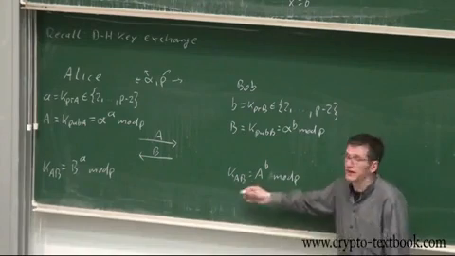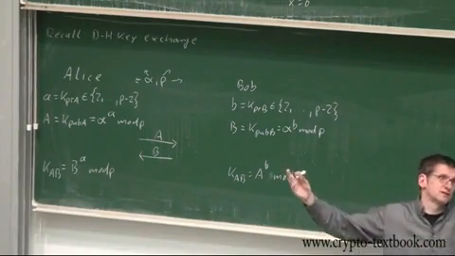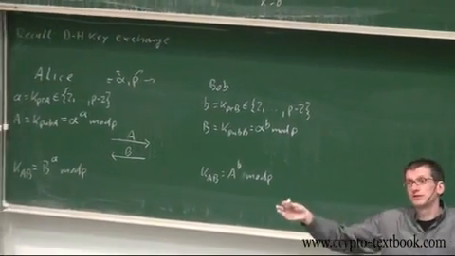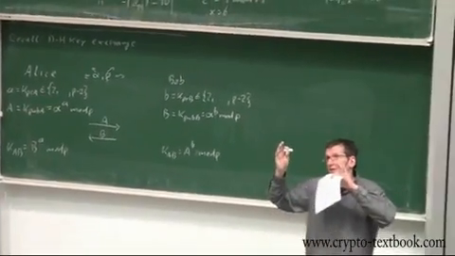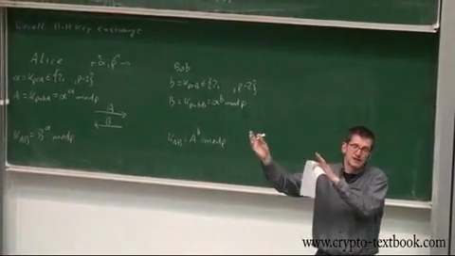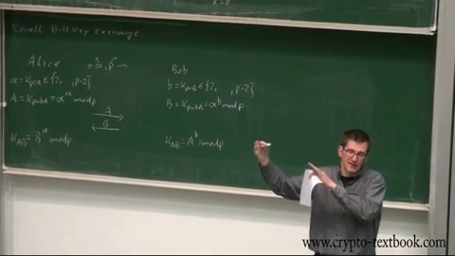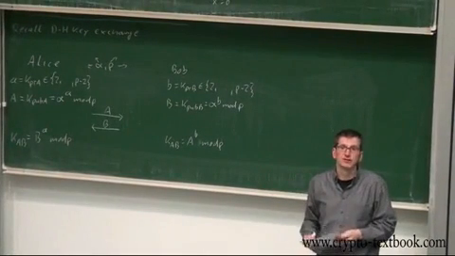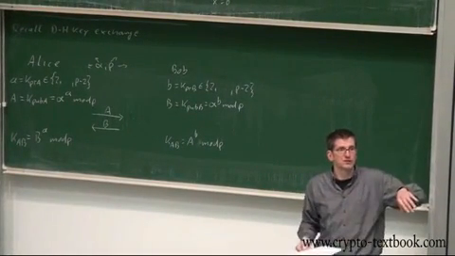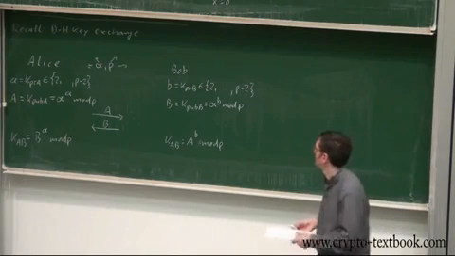Okay? So this K_AB is, in practice, a 1024-bit number, and then what you can do is take, let's say, the first 128 bits, the leading 128 bits, the MSB bits, and you use that as a key for your AES implementation. The other bits you don't need. Okay? That's the basic idea here.